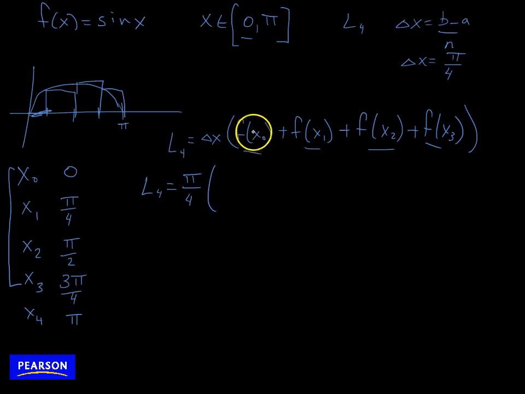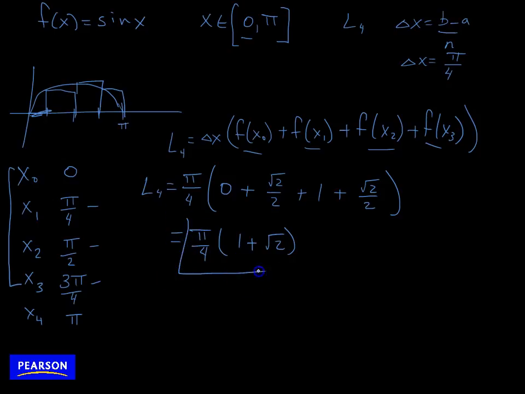So if we plug these in, we can evaluate L4 is going to equal pi over 4 times our function evaluated at x0. Well, sine of 0 is 0. And then sine of pi over 4 is radical 2 over 2. Plus sine of pi over 2, that's 1. Plus sine of 3 pi over 4, that gives us another radical 2 over 2. So we can add these together. We could distribute the pi over 4 either way. But if we add these together, we end up getting pi over 4 times the quantity 1 plus radical 2. And so this is our approximate area underneath that curve.